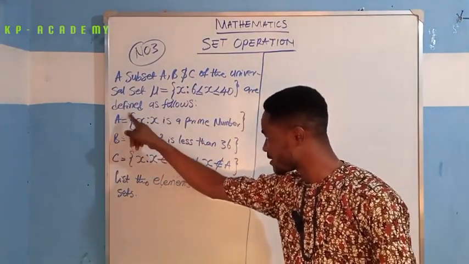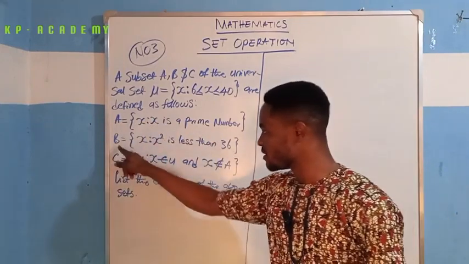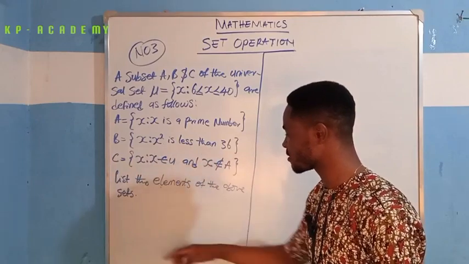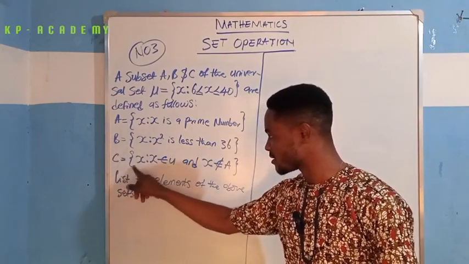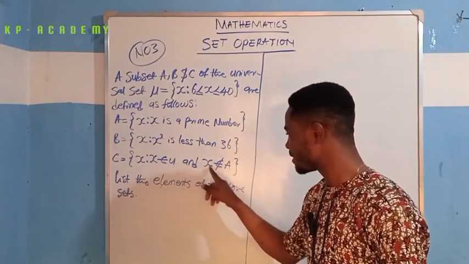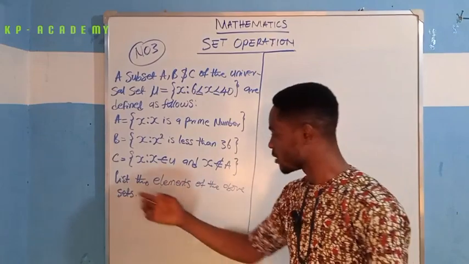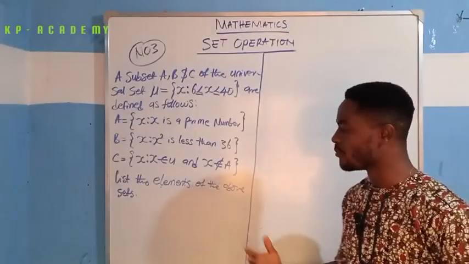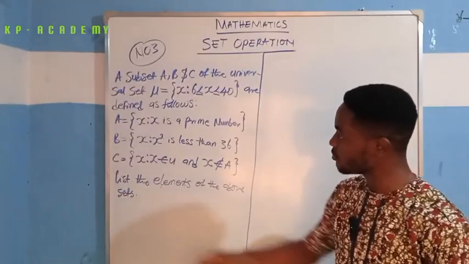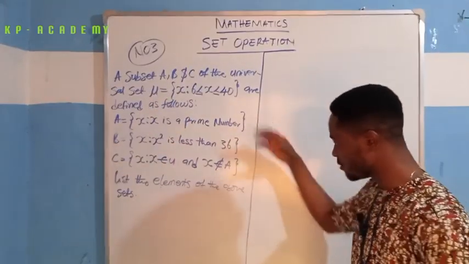Set A says that it is the set of x such that x is a prime number. Then set B says the set of x such that x squared is less than 36. Then the set C says the set of x such that x is an element of U and x is not an element of A. Now the question says that we should list the elements of the above sets. Very important. So the above sets in question here are nothing but the universal set U, A, B, and C. So we should just list them out.